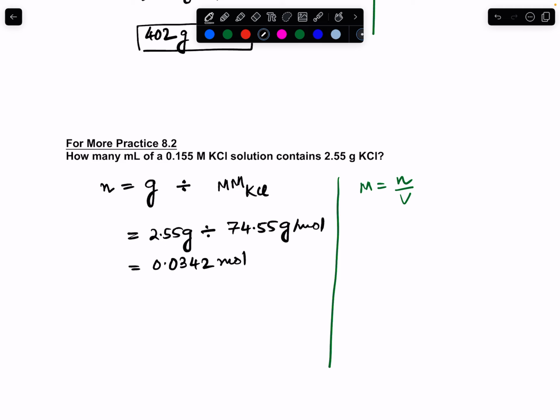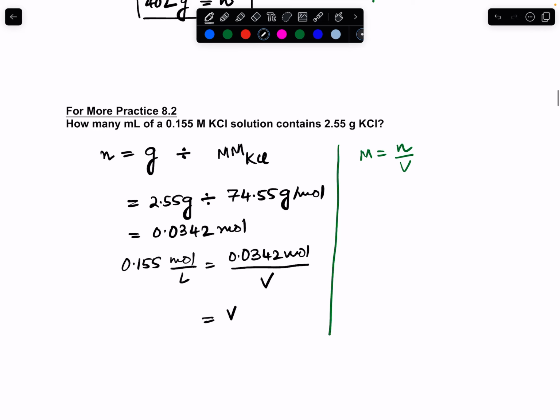All right, so in this formula, we know what N is, and the M, the molarity, is already given to us. So we can find the volume now. 0.155 molar, or moles per liter, is equal to N, 0.0342 moles, over the volume. Solving for the volume, we get 0.2206 liters.